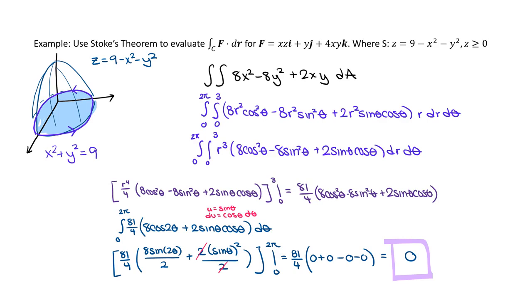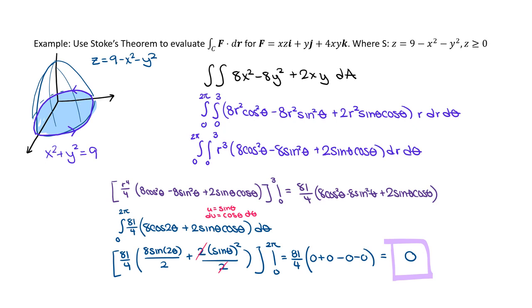Now, Stokes' theorem says, had we integrated along the pathway, we would have gotten the exact same answer. So we should also get 0, and you could try that. If you integrate along that path, you'd have to come up with parametric equations for your path, and then you could integrate the vector field along the path. You should also get 0.